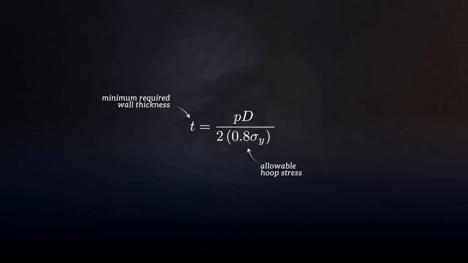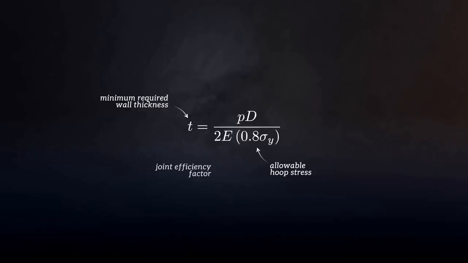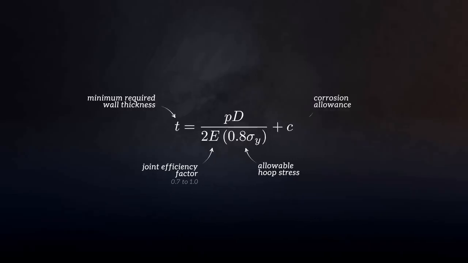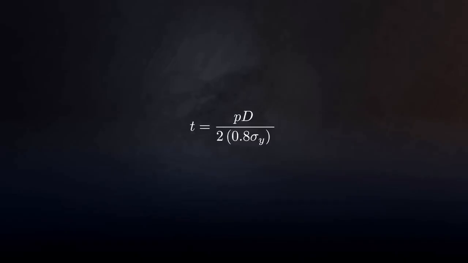In welded vessels, an additional factor, the joint efficiency factor E, is often applied to account for the potentially reduced strength at longitudinal welds. It usually has a value between 0.7 and 1. A corrosion allowance is also often added to the calculated minimum thickness to account for material loss over the service life of the vessel. This is a fundamental equation used in the design of pressure vessels. The equation can also be rearranged to calculate the maximum allowable pressure for a given vessel.